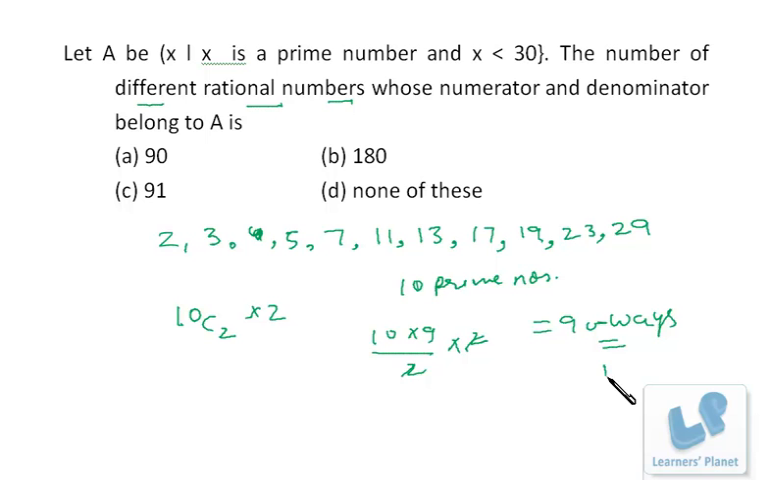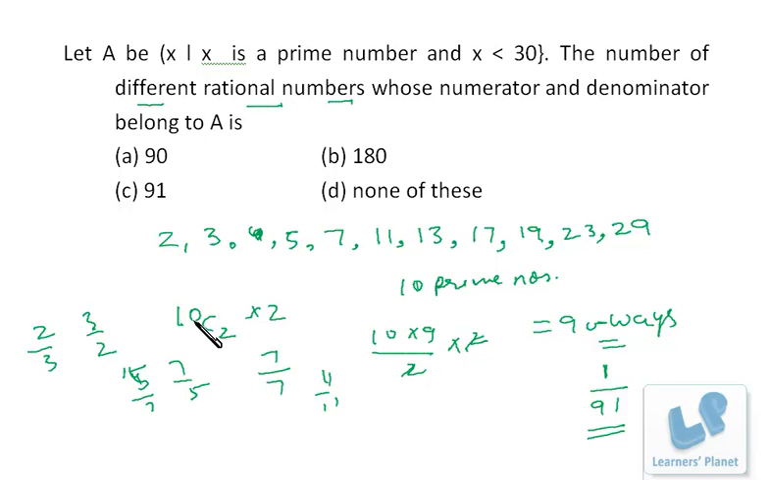So 90 ways plus 1, that is in all we will be getting 91 different rational numbers, right? Examples are like 2 by 3, 3 by 2, if they are mutually arranged. 4 by 5, 7 by 5, similarly 7 by 7, 11 by 11, something like that, right?